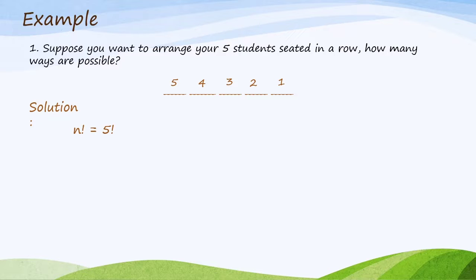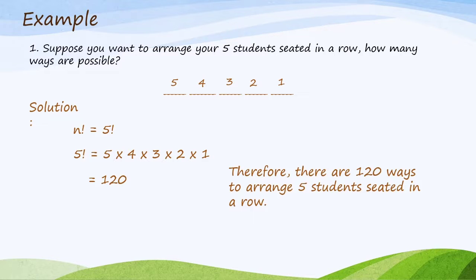Okay, for this solution, n factorial is equal to 5 factorial. So let us simplify. 5 factorial is equal to 5 times 4 times 3 times 2 times 1. Then simplify, that is equal to 120. So 5 factorial is equal to 120. Therefore, there are 120 ways to arrange 5 students seated in a row.